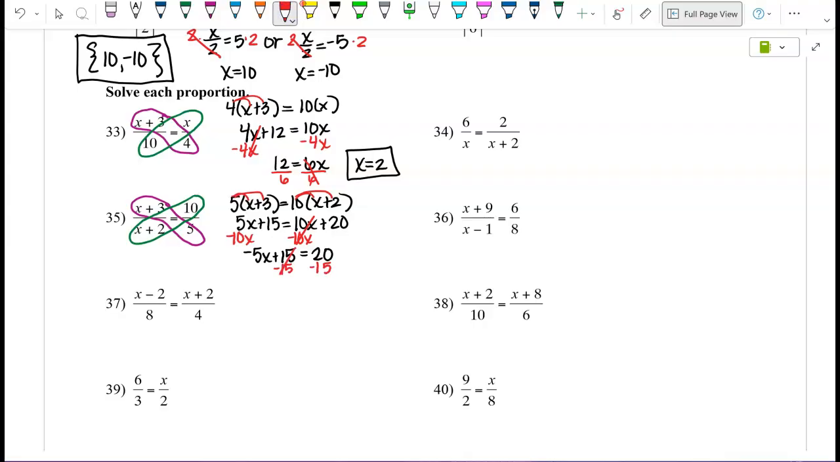Subtract 15 from both sides. Negative 5x equals 5. Divide by negative 5. And x equals negative 1.